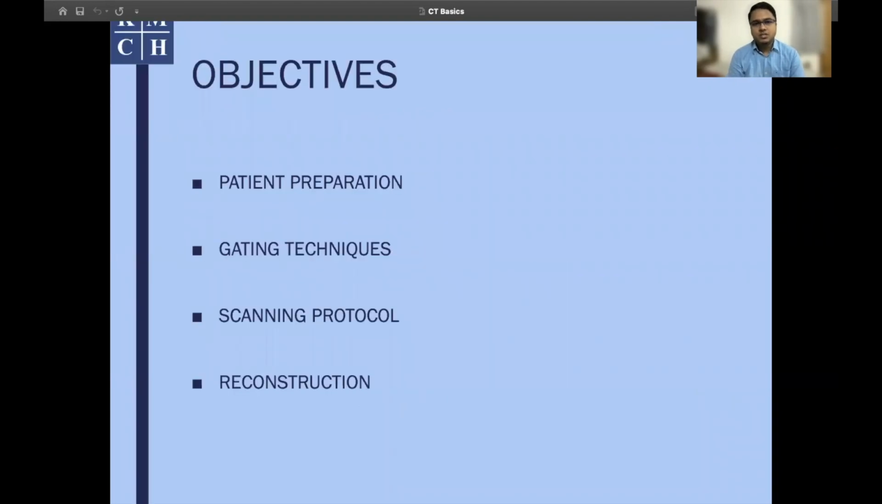So the objectives of this talk will be to give you an overview of patient preparation, the different gating techniques, the scanning protocol that we follow in our institute, and the various reconstruction methods.